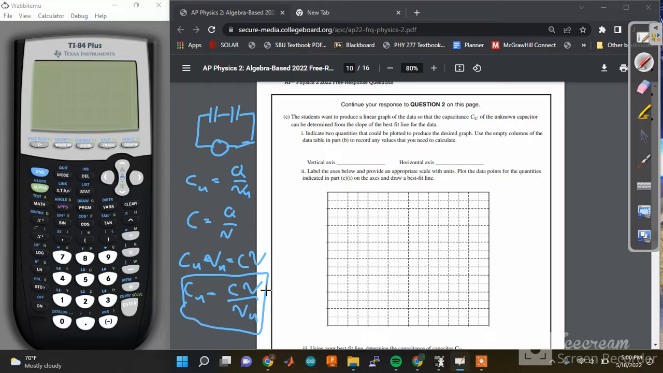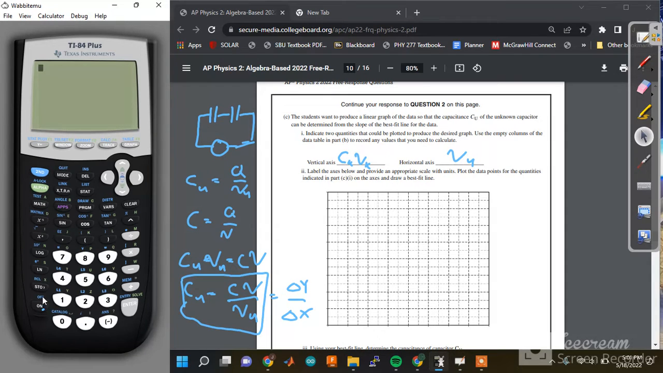So I can plot this. This would give me the slope of a plot, and I want that to be my delta y over my delta x. So on the horizontal axis, that'll be my delta x, I would plot V unknown. And on the vertical axis, I would plot the capacitance of the known capacitor times the voltage of the known capacitor. And I can actually go ahead and do this. I've done it ahead of time, so I can save some time in the video.